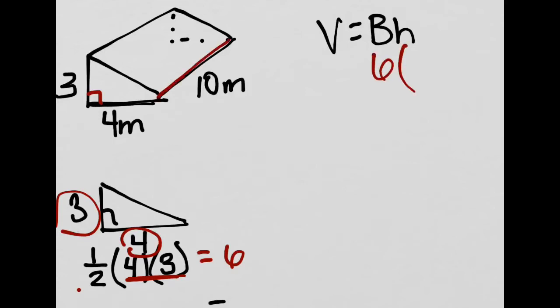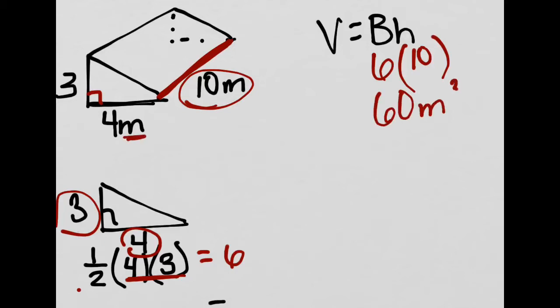My height is always the distance between those two bases. So if my base is a triangle, my height is the distance between the 2 triangles. So that's the 10 here. Volume equals 6 times 10, which is going to be 60. And my label was meters, so it's 60 meters cubed. That is volume for prisms.